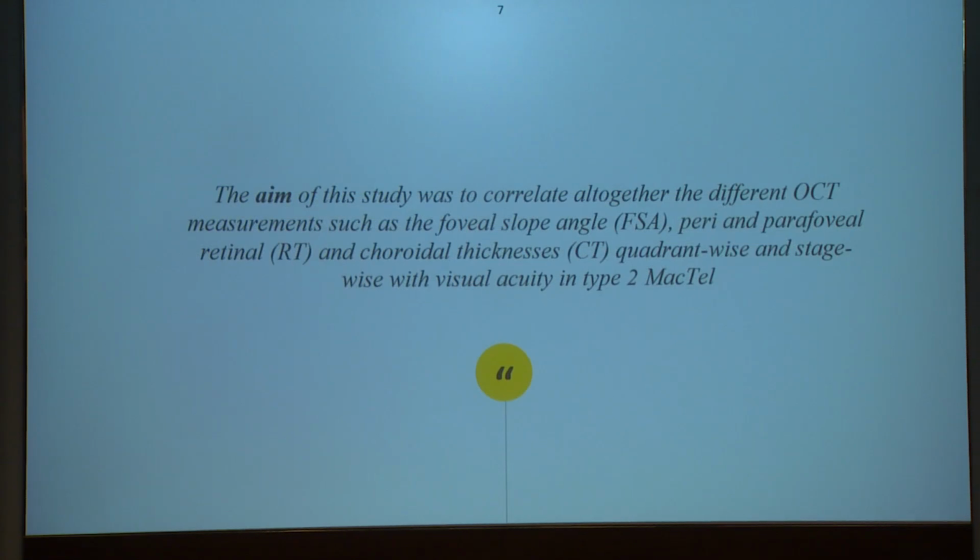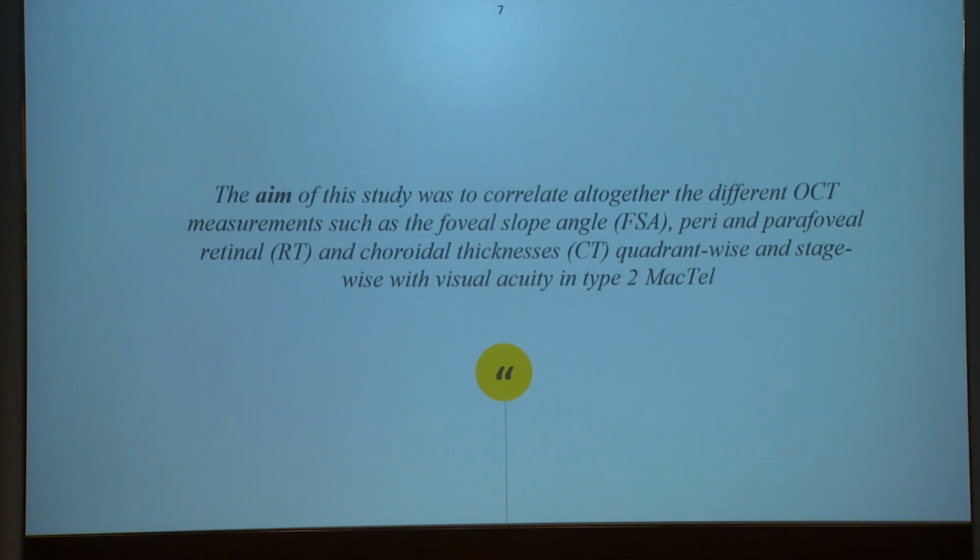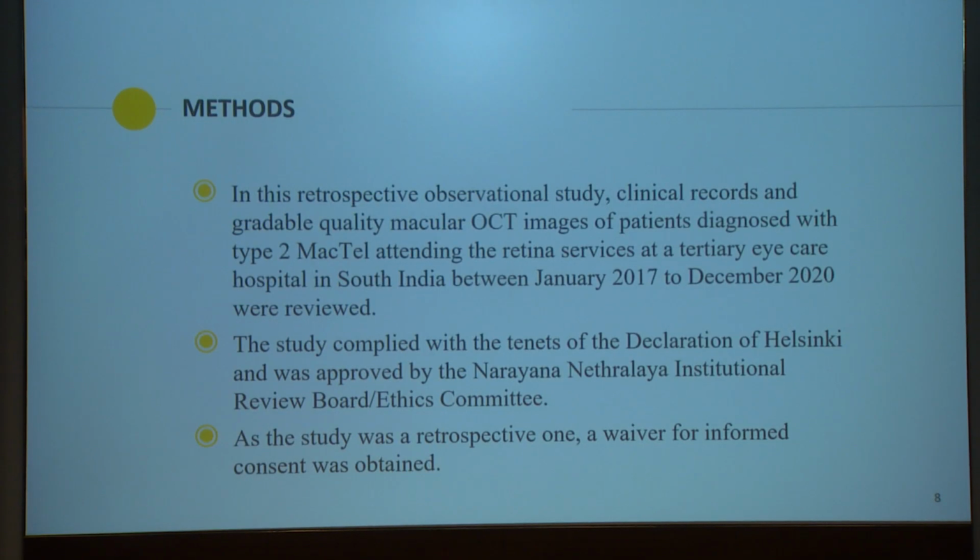The aim of this study was to correlate altogether different OCT measurements such as foveal slope angle, peri and parafoveal retinal and choroidal thickness, stage-wise and quadrant-wise, with visual acuity in type 2 MacTel. It was a retrospective observational study in which the clinical records with gradable quality of macular OCT images were seen between January 2017 and December 2020. It was a retrospective study, so a waiver for informed consent was obtained.